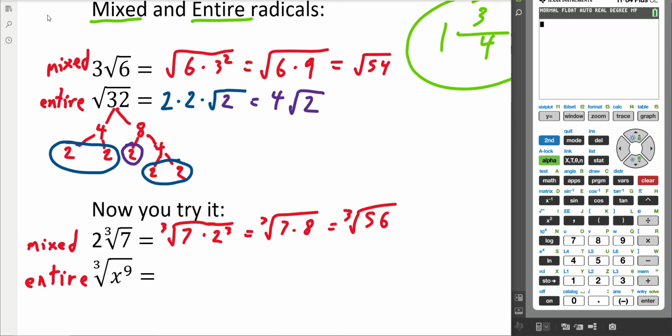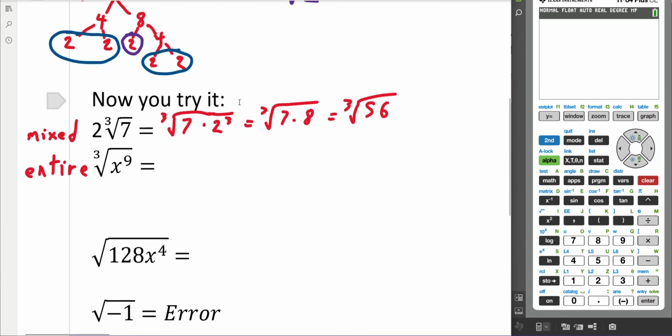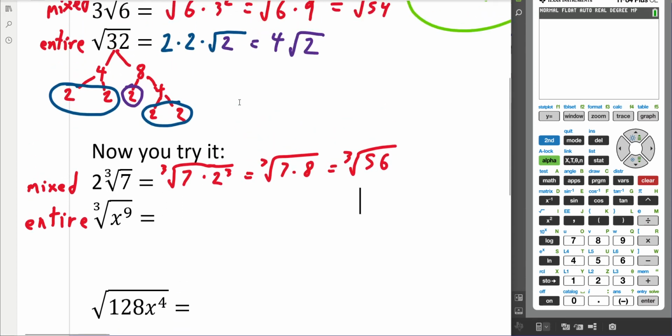This is an entire radical. We want to switch this to a mixed radical. The only thing that's kind of weird here is now we're using an x, but it's the same process as before. Let's see if you guys can get there. Just keep in mind that we'd have x times x, right? And we'd have x to the 7. Then we do x times x times x. Basically, there's 9 x's. Okay, that's the key.